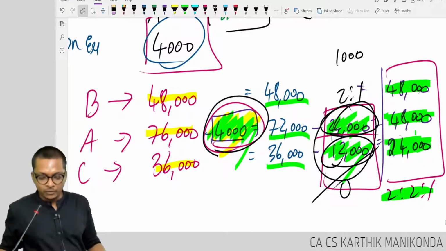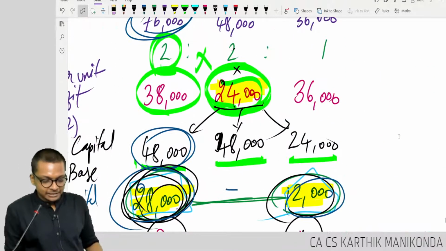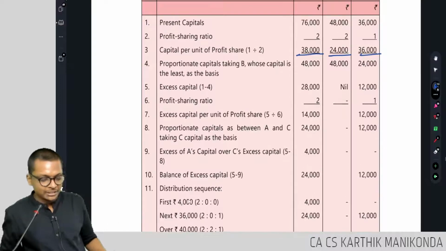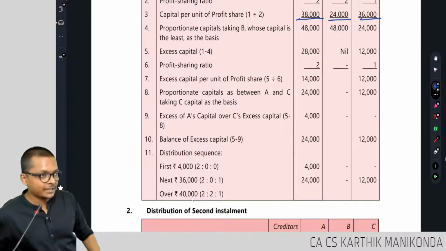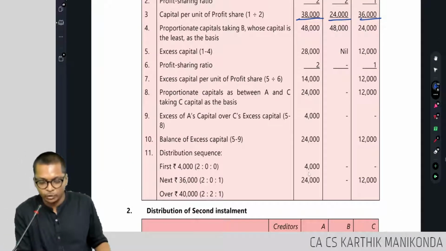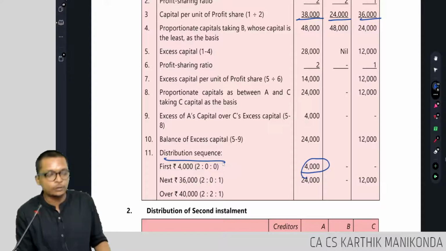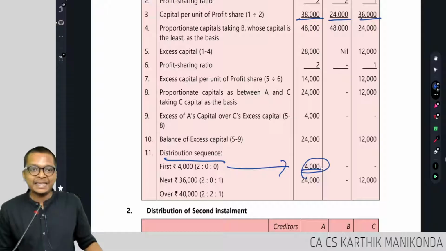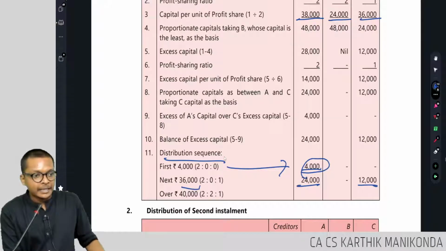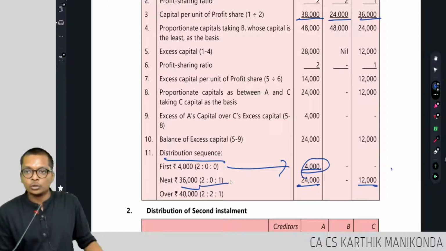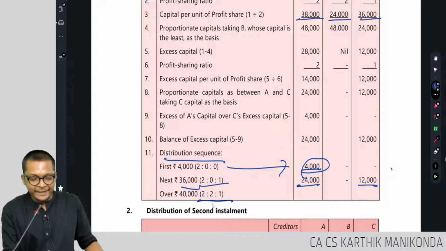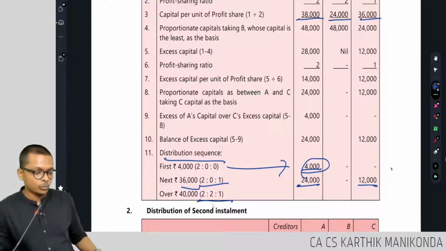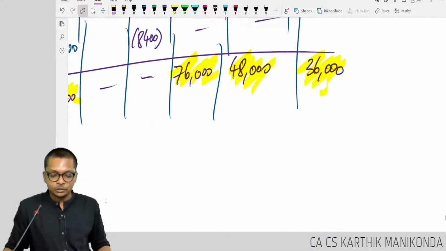Now let's go back to our statement. Keep this in mind. This working is there in the book also. Same box. So that's what we computed. Look at this final conclusion as per the book. First, the distribution sequence: first 4,000 will be paid to A. Next 24,000 and 12,000 for A and C in the ratio of 2 is to 1. After this, others will be paid 2 is to 2 is to 1. Are you following, guys? Let's go back to our table.